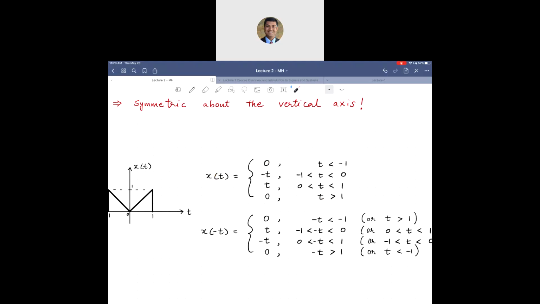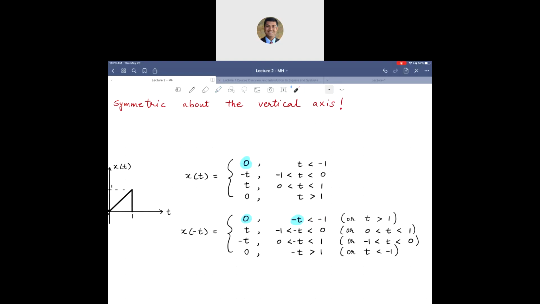X of minus t for 0, well, that remains as is. You don't do anything over there. However, you change this. Actually, you just change this. Because instead of t, now it will be -t. Less than -1 will remain as is. And then when you multiply this inequality with a negative sign, you get what? T greater than 1.